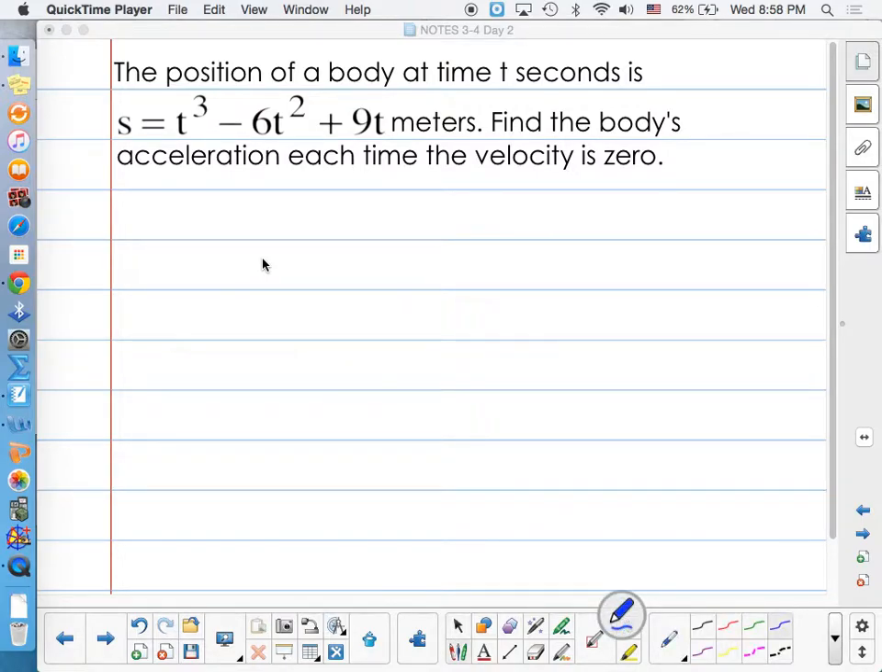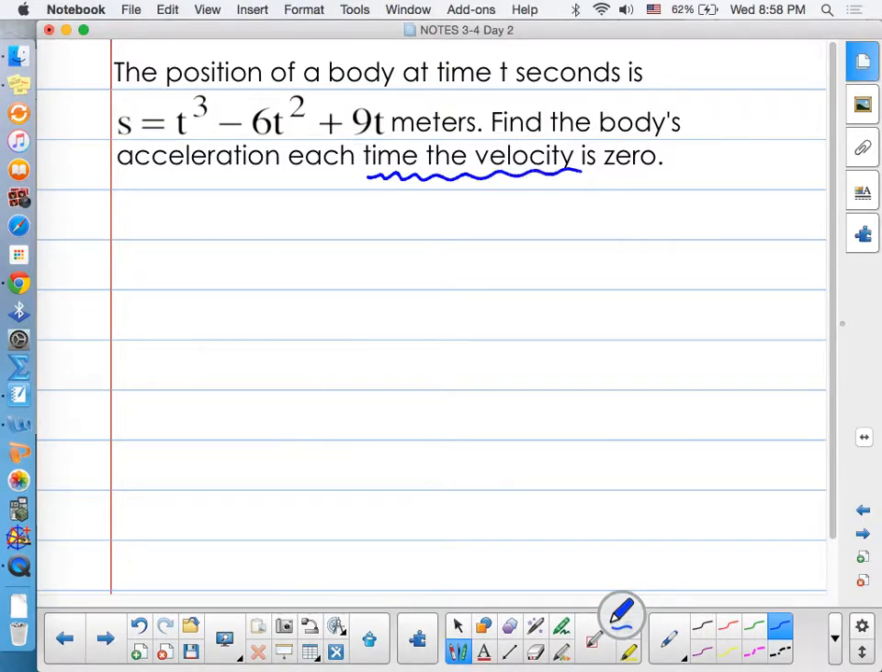Find its acceleration at each time the velocity is 0. So acceleration is the second derivative, velocity is the first derivative. So the first part of this we're going to have to tackle is finding out the times when the velocity is 0. So for velocity, we need the derivative of that position function. So we'll have 3t squared minus 12t plus 9. We're interested when that velocity is 0.